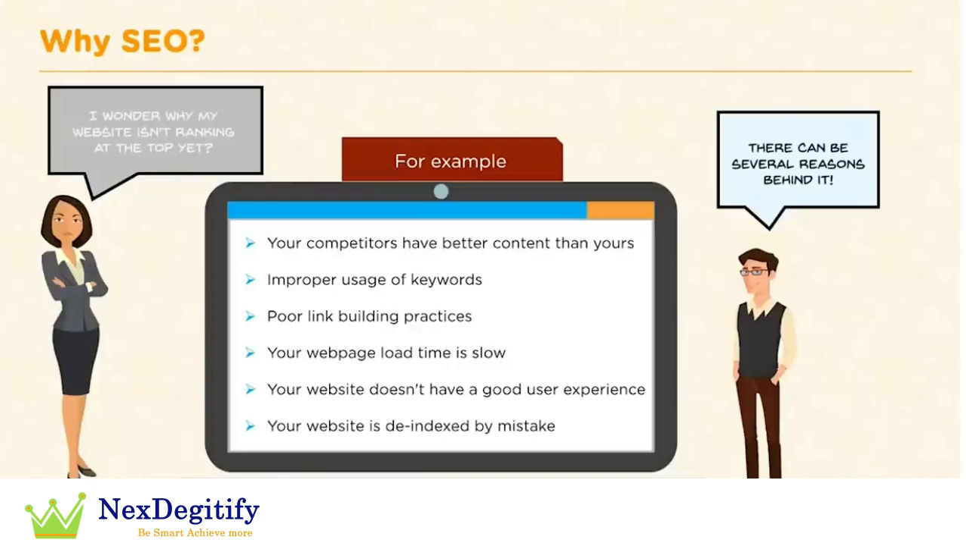And then last but not least, your website is de-indexed by mistake. And really what we mean by de-indexed is Google needs to be able to index all the pages on your website. So if you have a blog with 100 recipes, you want Google to have access to all 100 recipes. So we're going to talk a little bit later about how to get your pages ranked or indexed on Google organic search.